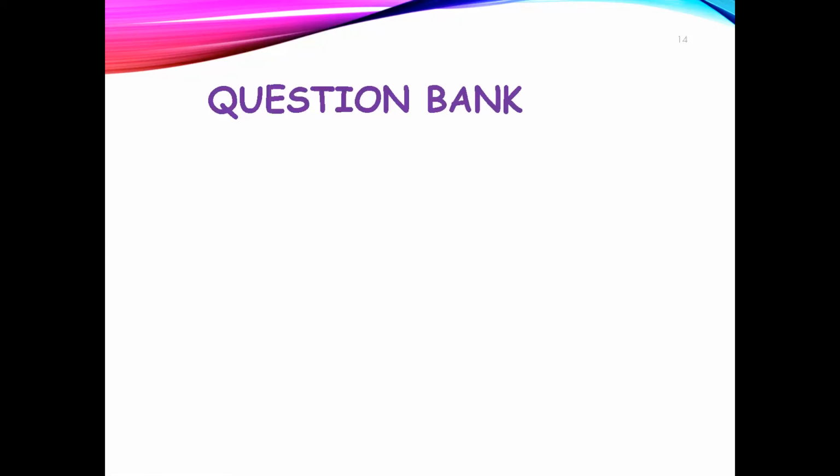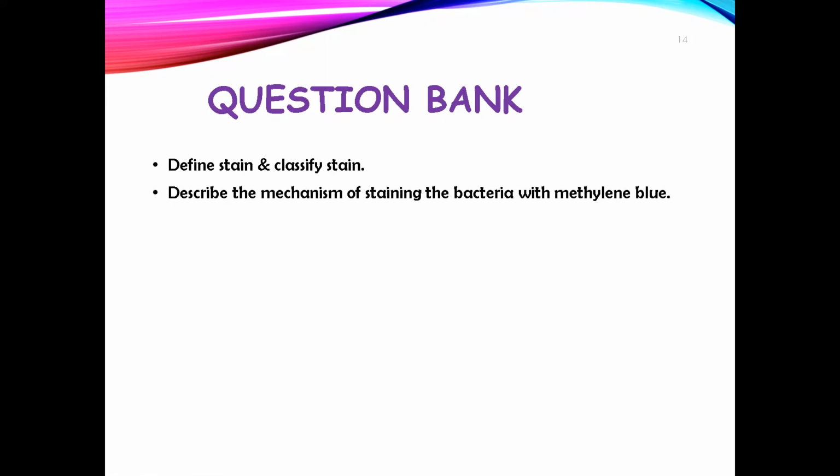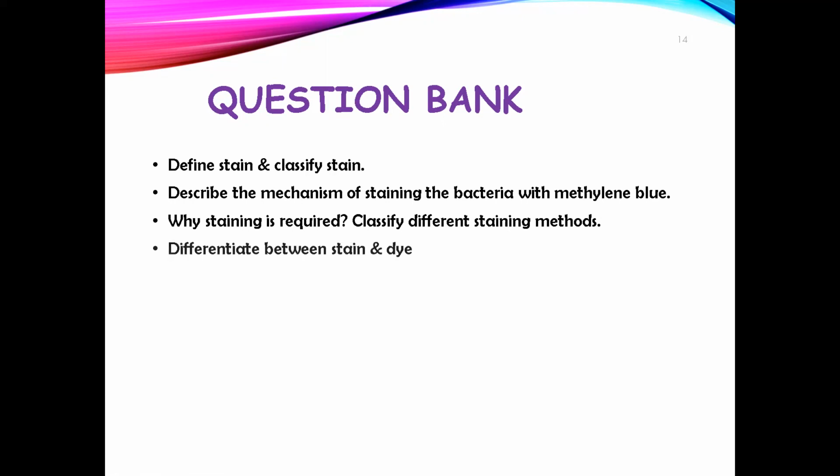Then what can be the possible questions asked for synopsis and viva regarding this experiment? That is, define stain and classify stain. Then describe the mechanism of staining the bacteria with methylene blue. Then why staining is required. Classify different staining methods. Differentiate between stain and dye. Explain the principle of simple staining. Give examples of basic stain.